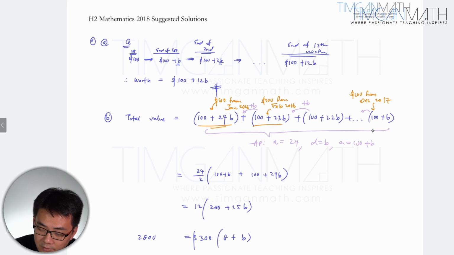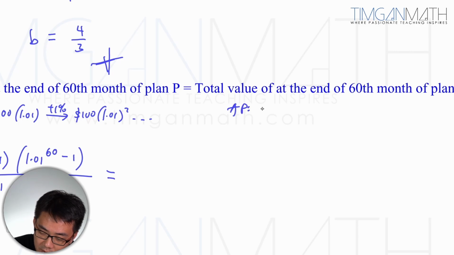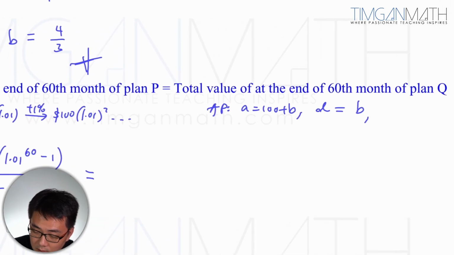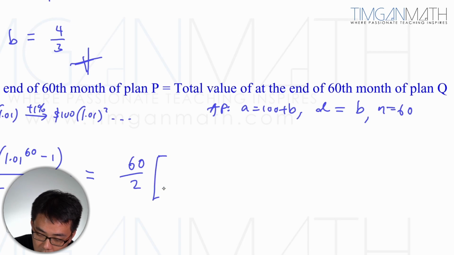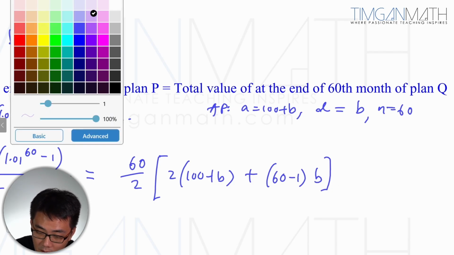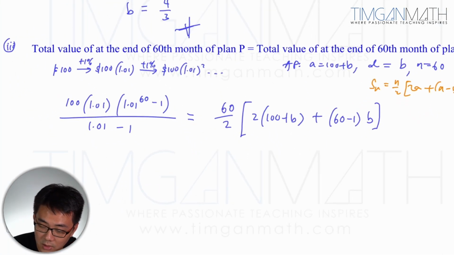So same thing. The first term is also 100 plus B. So this one is an AP. The first term A is 100 plus B, right? The common difference is B, and then N is 60. So I'm going to use 60 over 2 times 2A, which is 100 plus B, plus N minus 1 times D, so it's 60 minus 1 times B. Okay, so the formula for AP, just remember, is Sn equals n over 2 times 2A plus n minus 1 times D. Okay, so this case here, we just simplify this.